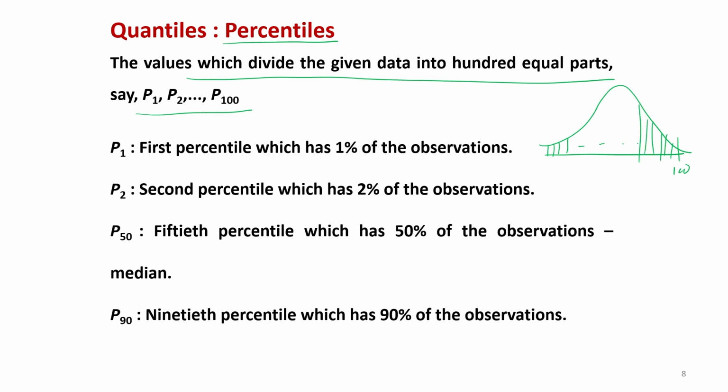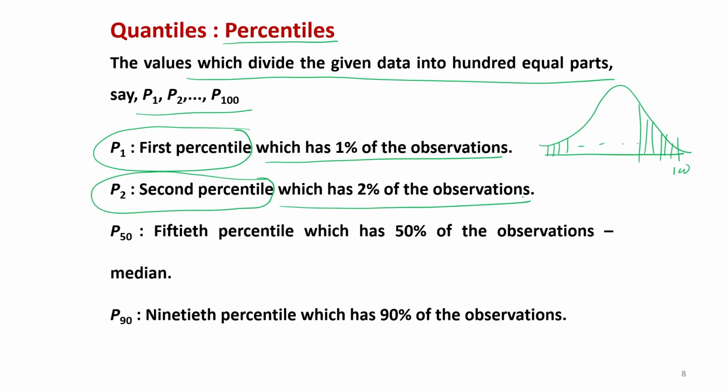Right. So the first percentile is denoted as P1 and has 1% of the observations. Similarly, the second percentile is denoted as P2, which has 2% of the observations. And similarly, P50 is the 50th percentile which has 50% of the observations, which is nothing but the median. And similarly, P90 is the 90th percentile which has 90% of the observations.